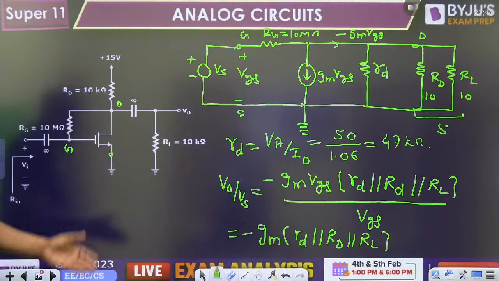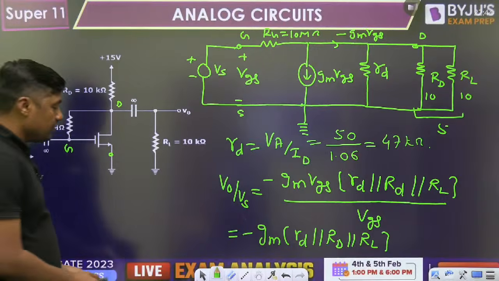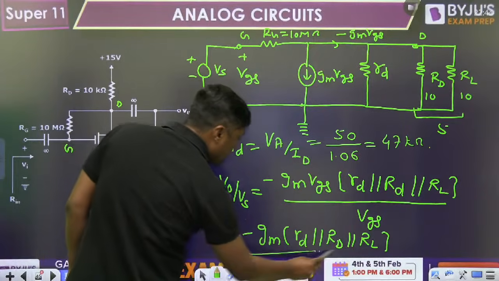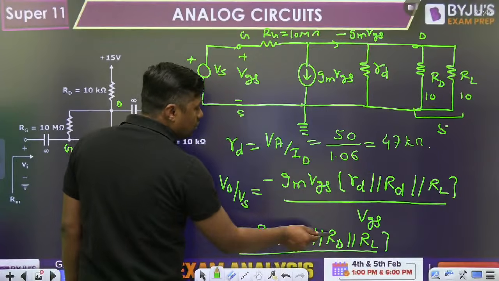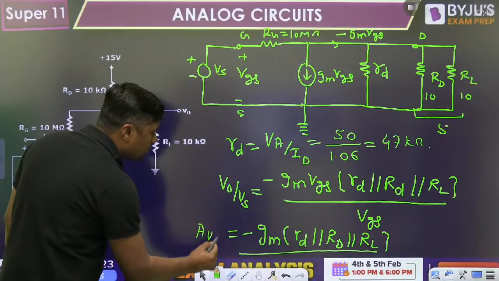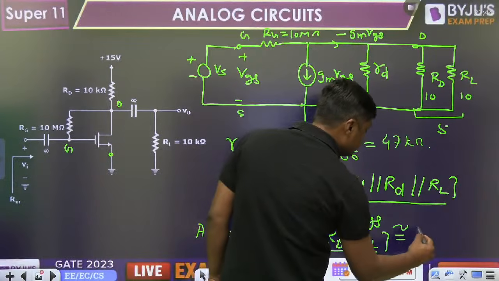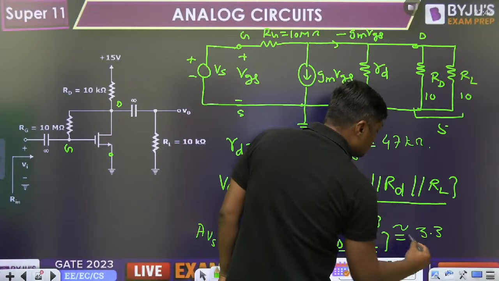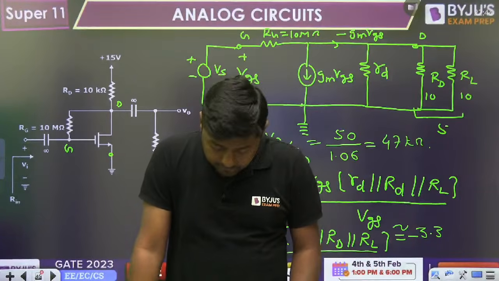Now, once the gm is known, rd is known, capital RD is known, capital RL is known, you can find the gain now. Put the value of gm, put the value of small rd, that is the 47 kilo ohm, 10 kilo ohm, 10 kilo ohm, all are parallel, and you can find the gain, that is called midband voltage gain, around minus 3.3. Is it clear?